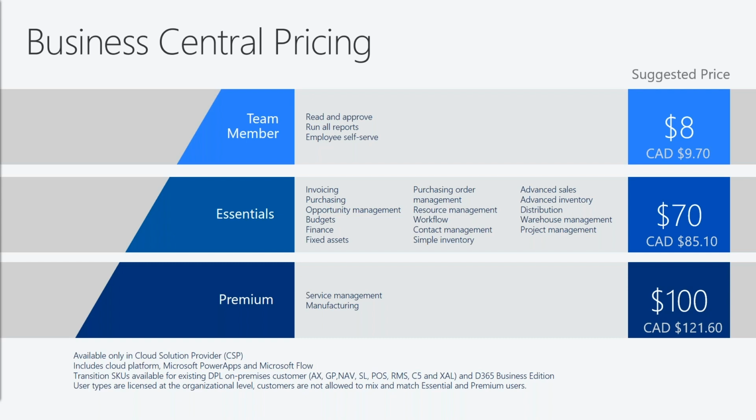And then after you've got Premium, and what Premium is doing is bringing the manufacturing and service management modules inside the solution. And one thing that is important, because the question is coming all the time: you are not going to be able to mix Essential and Premium. You can move from Essential to Premium. You're just going to change your SKU and the capability will be there. But you cannot have some users in Essential and some in Premium. But of course, you can have users on Team Member.